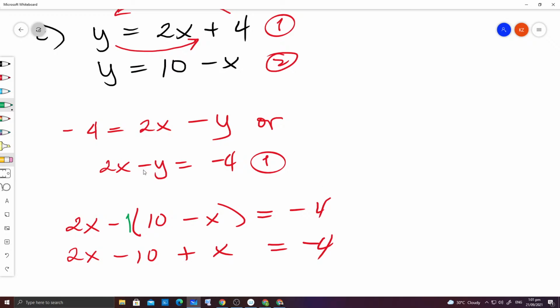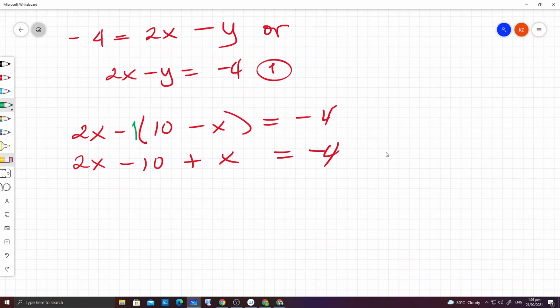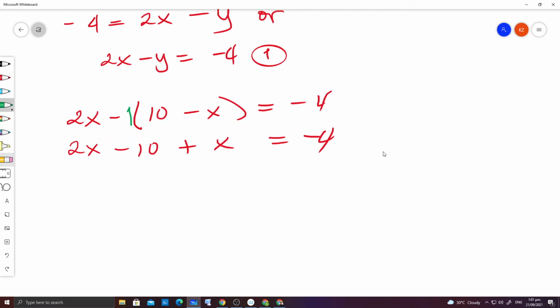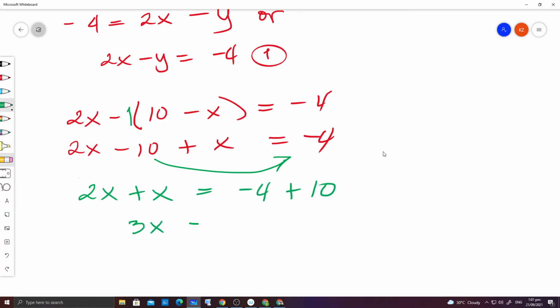So again, if the equation has a negative, when substituting, please put parentheses. But if positive, no problem because there's no changing if plus. So let's move negative 10 to the other side. We have 2x plus x equals negative 4 plus 10. 3x equals 6, over 3, over 3. So x is equal to 2.